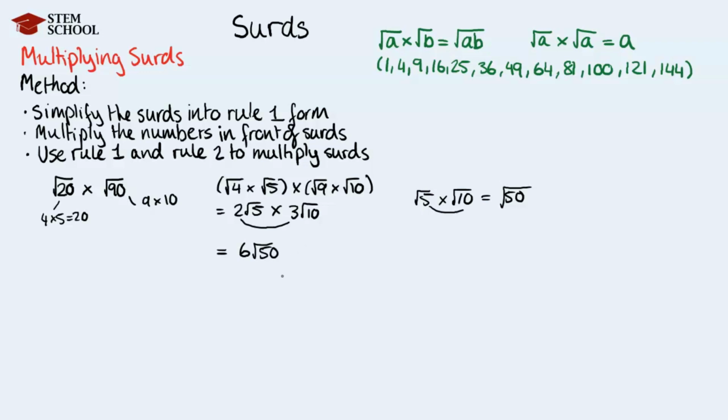Now, is this actually the final answer? Well, no, it isn't, because we can simplify this root 50 down, okay. So what square number multiplied by any other number makes 50? I know that 50 can be broken down into 25 times 2. 25 is a square number here, okay. So we'll simplify it down, so it'll be 6 multiplied, and I'll put it in brackets, root 25 times root 2. And then simplify it down, so it'll be 6 times 5 times root 2, so the final answer is 30 root 2, and there we have it.